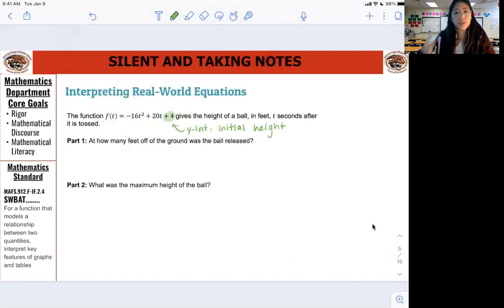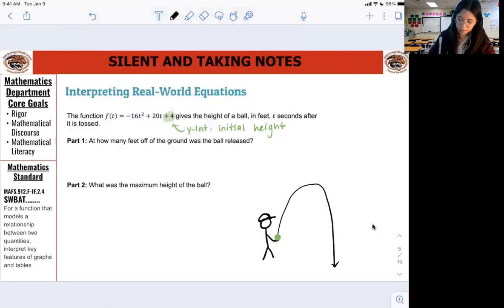So very similar to what I was saying before, right? If you have a person holding a ball, maybe I'll give him like a little baseball hat so we know what he's doing. There you go. And he's got a ball and he's going to throw it in the air. The ball's going to go up. It's going to come down. And this right here is my initial height. So this would be 4 feet in this case.